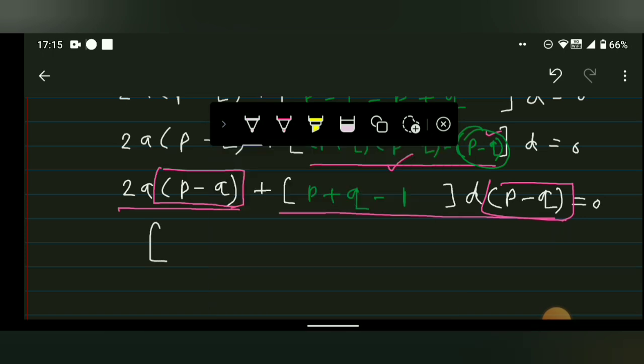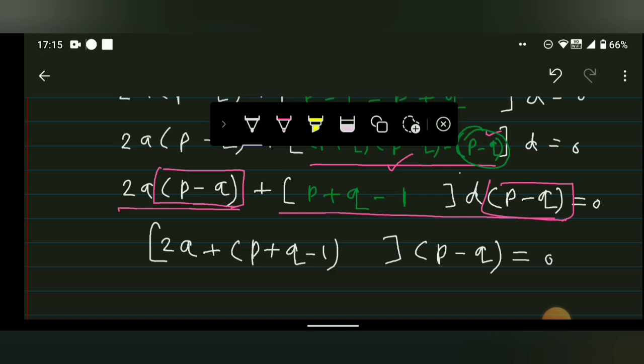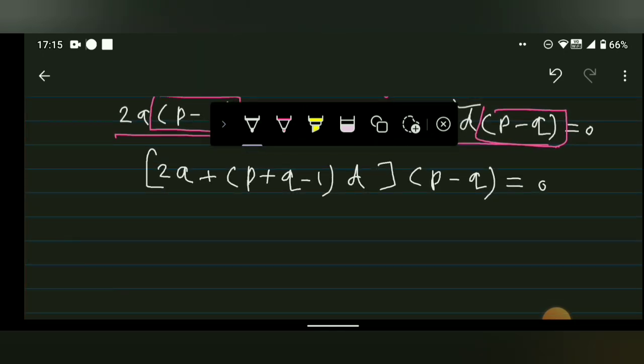So if I take p minus q outside the bracket, this is equal to 0. So what remains from these two terms? From the first term there is 2a, and from the other term p plus q minus 1, and here is only d. Okay, so now we are getting two brackets whose multiplication is 0. This is the first one and this is the other term. Two brackets or two terms whose multiplication is 0.